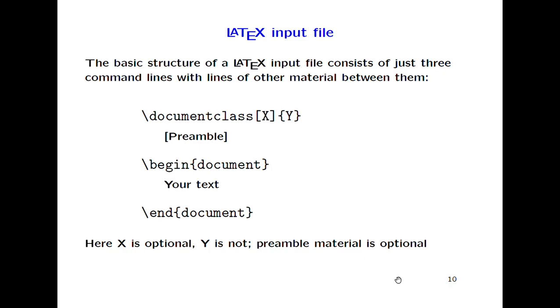LaTeX input files. The basic structure of a LaTeX input file consists of just 3 command lines and lines of other materials between them. Basically, in LaTeX, for you to produce a document, you have to start with \documentclass. The next important command there is \begin{document}, and the last important command there is \end{document}.